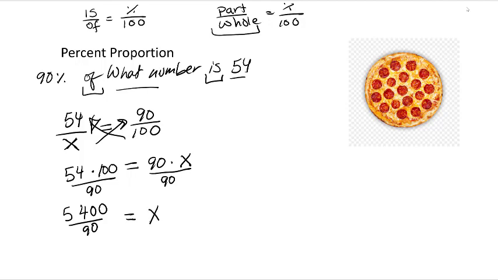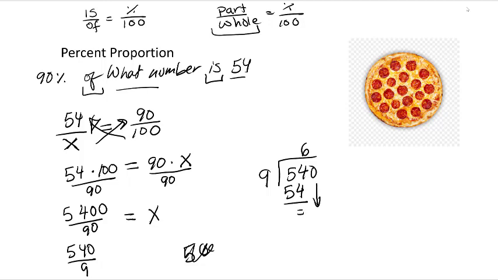Now we can simplify the ratio here on the left by dividing both the denominator and the numerator by 10. So we have 540 divided by 9. Let's just write that further up here. 540 divided by 9. Well, 9 doesn't go into 5, but it does go into 54, and it goes into 54 exactly 6 times. 6 times 9 is exactly 54. We bring down the 0, and we have 60.